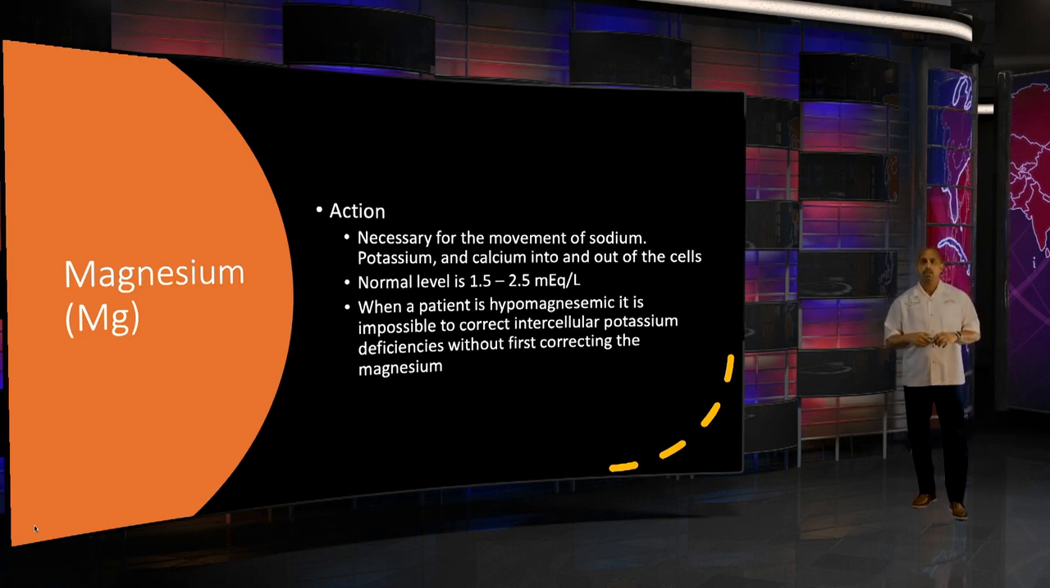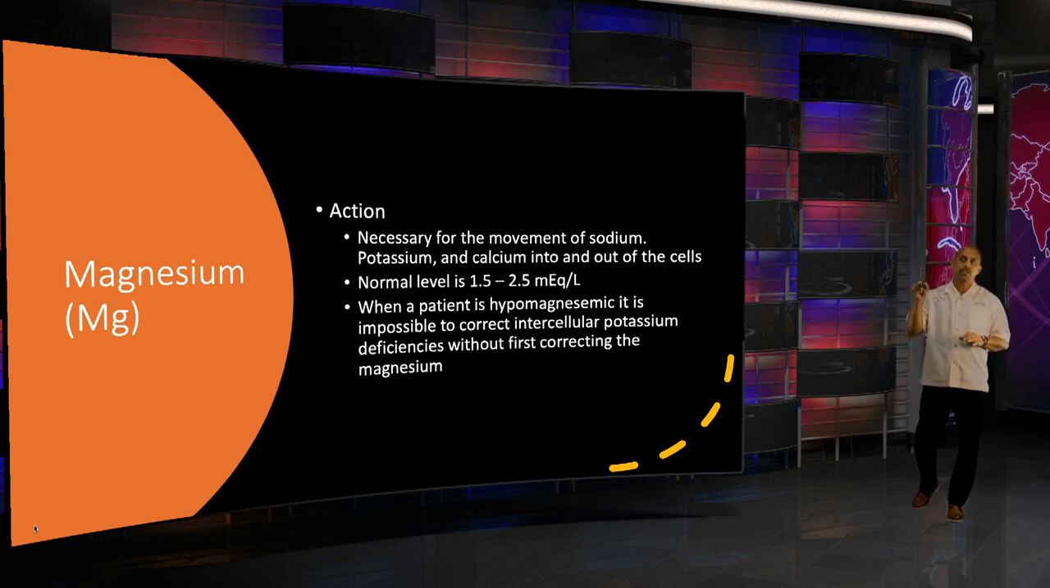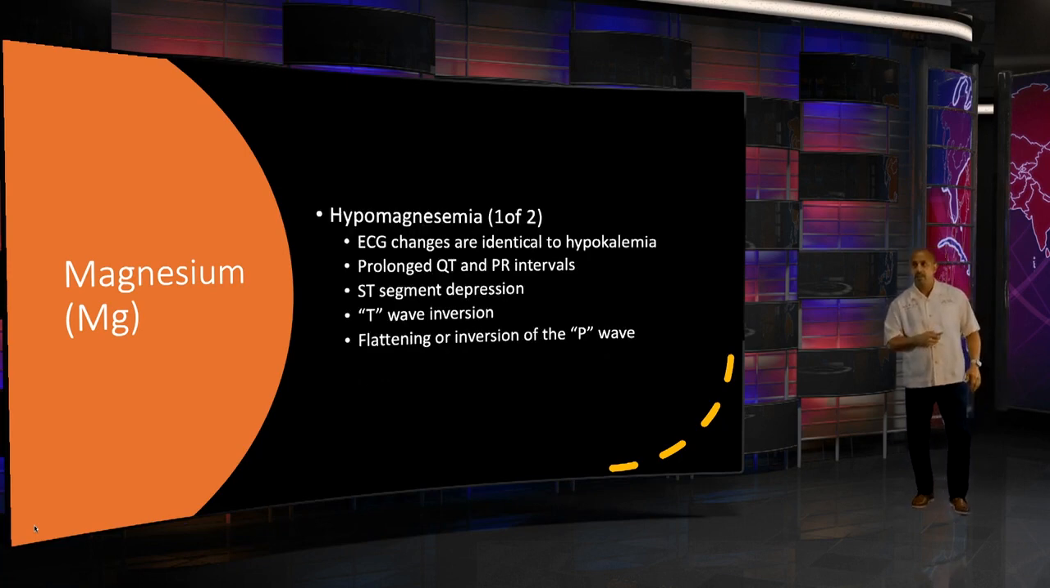Look at the numbers. 1.5 to 2.5 milliequivalents per liter. Is that a high number or low number? It's a low number. So guess where he resides? Inside the cell. He's an intracellular ion. All right? Hypomagnesemia, if a patient has low levels of magnesium, ECG changes are identical to hypercalcemia. Not calcemia, hyperkalemia, I apologize, which is potassium, right?